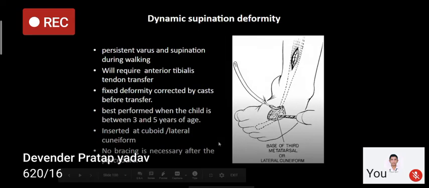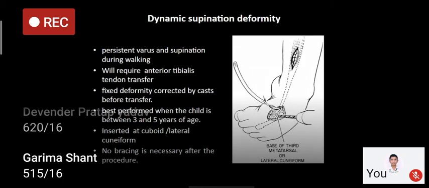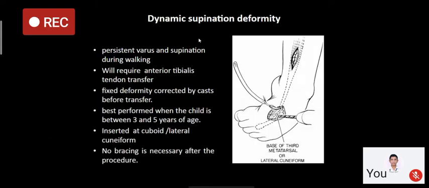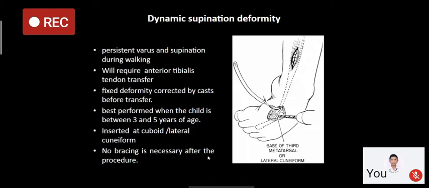The deformity is dynamic deformity, and it is best performed within 3 to 5 years of age. Insertion of the tibialis anterior should be on the cuboid on lateral side, lateral cuneiform, and it does not require any bracing after the procedure. This will lead to correction of the dynamic deformity.